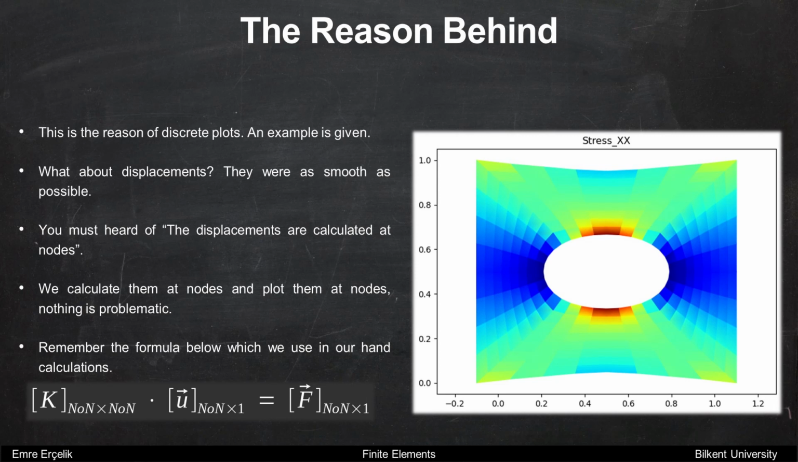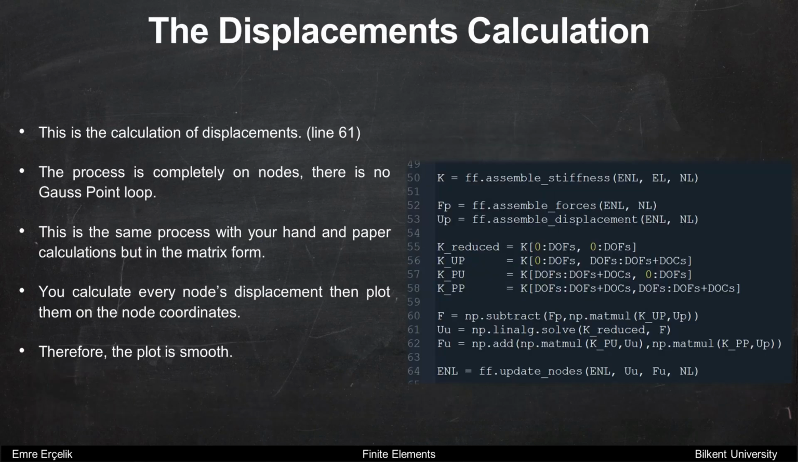But what about displacements? They were as smooth as possible. You must have heard that displacements are calculated at nodes. We calculate them at nodes and we plot them at nodes. In this situation, nothing is problematic. Remember the formula below, which we use in our hand calculations. This is the calculation of displacements. You can see line 61. The process is completely on nodes. There is no Gauss point loop. This is the same process as your hand and paper calculations, but in matrix form. You calculate every node's displacement, then plot them on the node coordinates. Therefore, the plot is smooth.